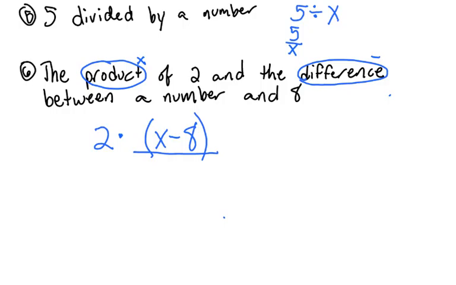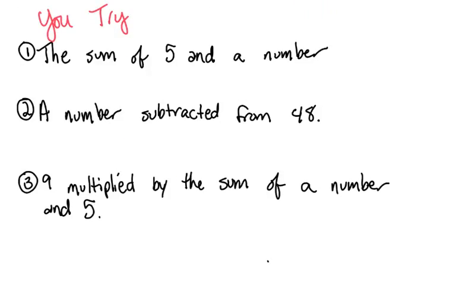But I don't want to just do 2 times x, I want to do 2 times that entire subtraction problem. So I'm going to use parentheses. And then I don't have to write that multiplication symbol anymore since I have my parentheses. So it would be 2 parentheses x minus 8. Okay, here's 3 examples. Go ahead and pause here and try those on your own. Raise your hand if you have questions.